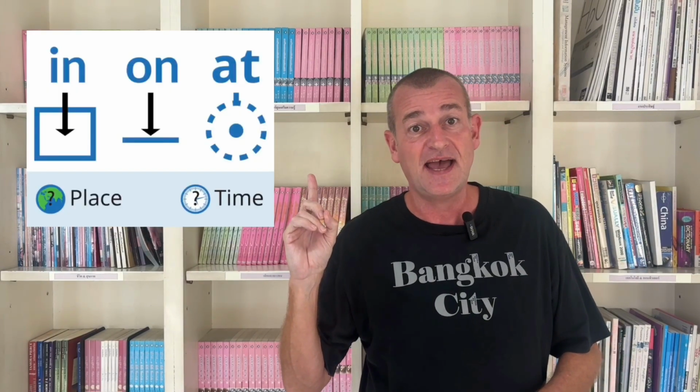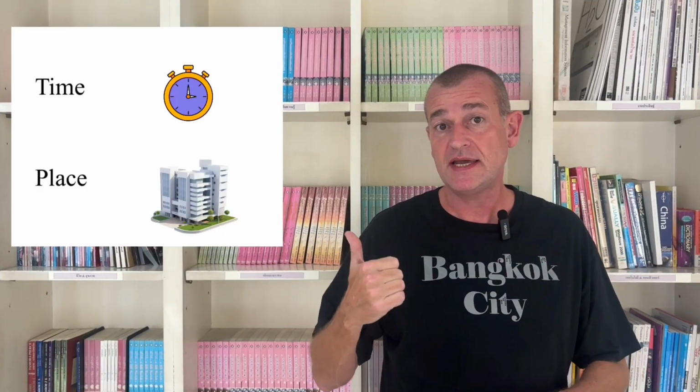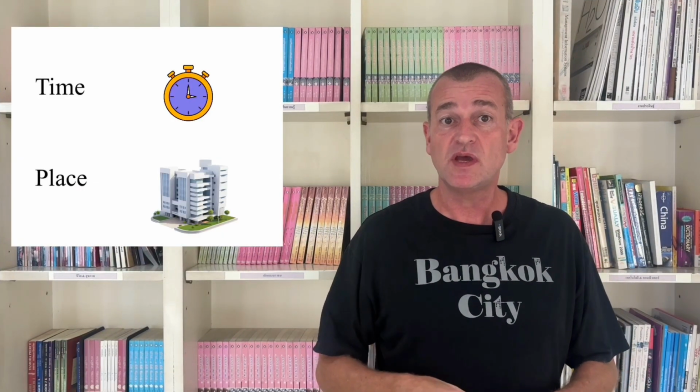Let's find out when we use in, on, and at. So these prepositions are prepositions of time and place. I'll give you examples of time and place for each of the prepositions in, on, and at.